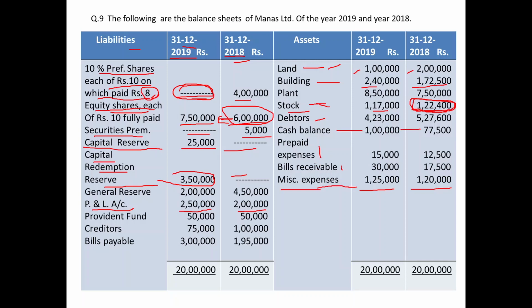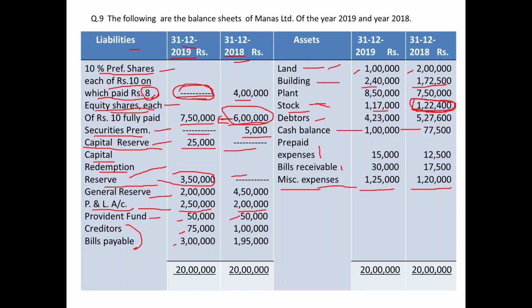Miscellaneous expenses already over. Come on the liability side. Preference share capital over, equity share capital over, securities premium over, capital reserve over, capital redemption reserve over, general reserve over, balance of profit and loss account over, provident fund, item of current liabilities 50,000, 50,000, no change. Creditors and bills payable, items of current liabilities, we will be reporting it under the title of changes in CA and CL under the first item.